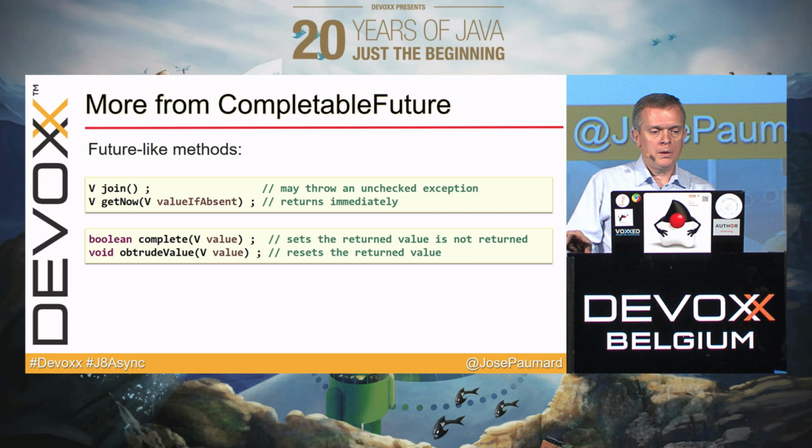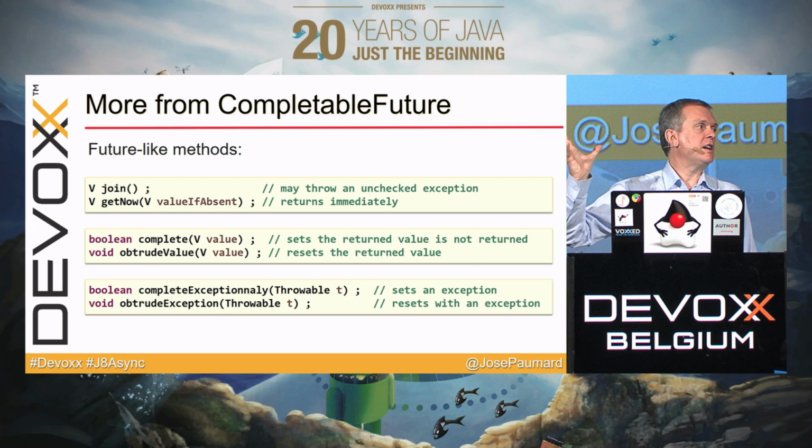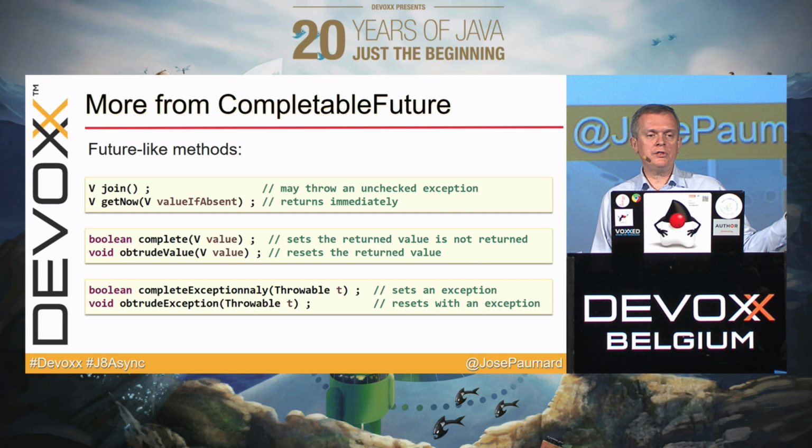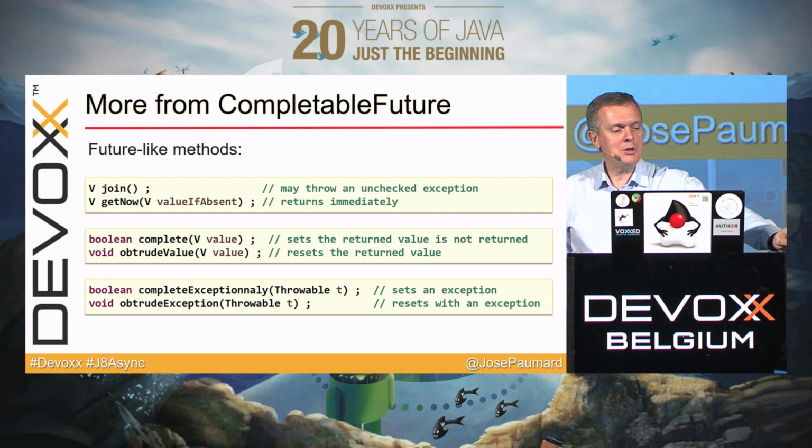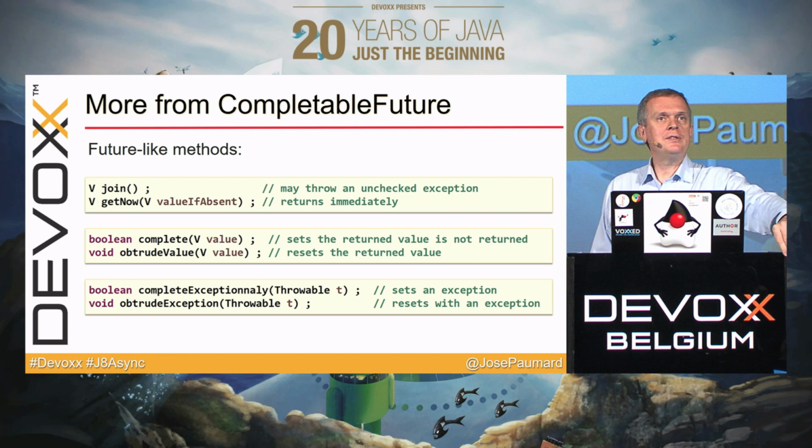And the same for exception, complete exceptionally, and obtrude exception, which is exactly the same semantic as the previous one, but with exception. All right, so those are the easy methods from CompletableFuture. What I didn't say at the beginning, maybe I should have said that before, is that there are like 60 or 70 methods in CompletableFuture that makes it a little difficult to handle at first. We are not going to see them all, but most of them, and in a summarized way.